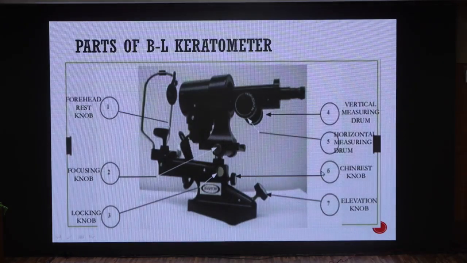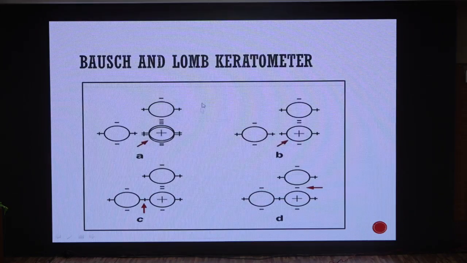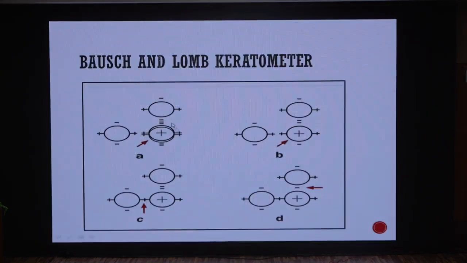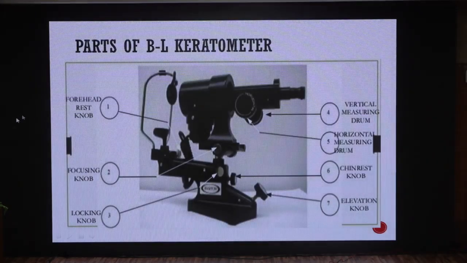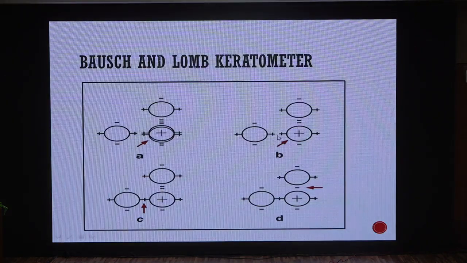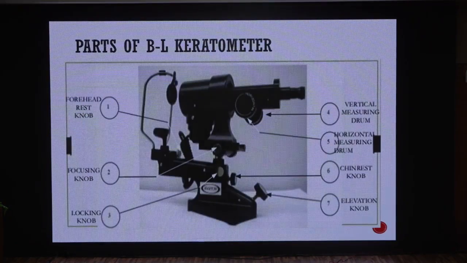This is the most commonly used keratometer, which is the Bausch and Lomb keratometer. Once you have made the patient sit comfortably by adjusting the forehead rest knob, the elevation knob, and the chin rest knob, what you can see through the objective lens is something like this. You have to pay attention to the right lower circle, the circle with the crosshair. The first step is to get this circle into focus using the focusing knob. Once this has been achieved, you lock the system with the help of the locking knob.